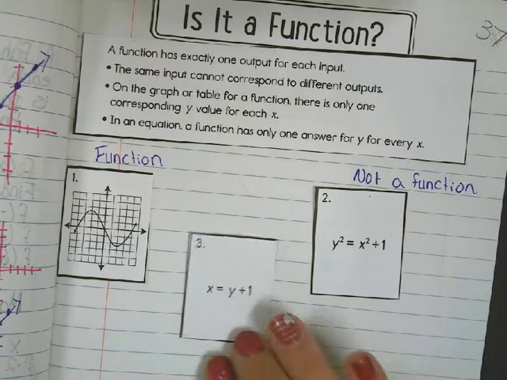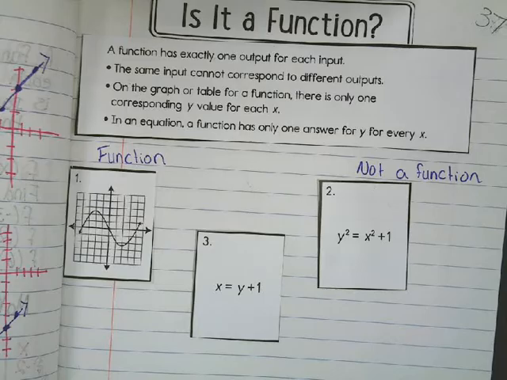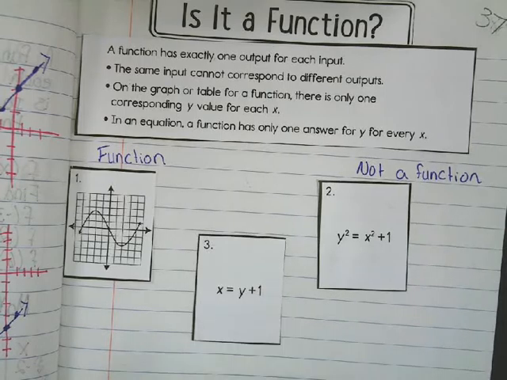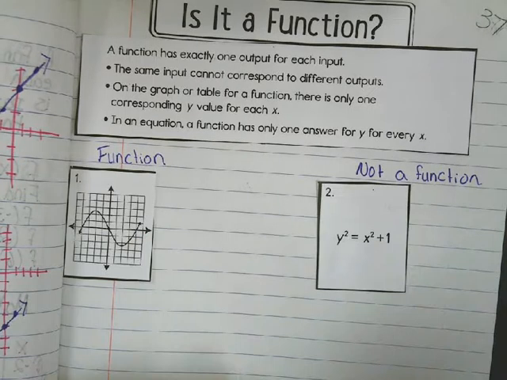Number 3. So I've got x equals y plus 1. So whatever x is, it's 1 more than y. So if I pick 2 for x, what's y have to equal? 1. Okay? So if I pick 2 for x, could I ever get a different y value than 1 given this equation? No. So my x is not going to repeat. So is it a function? Yes. When x does not repeat, it is a function.